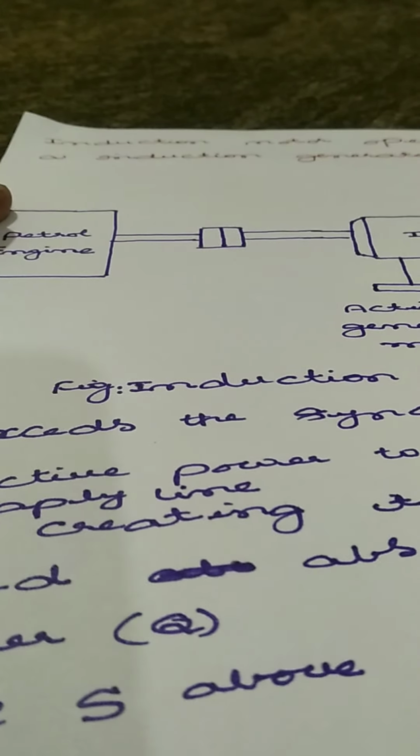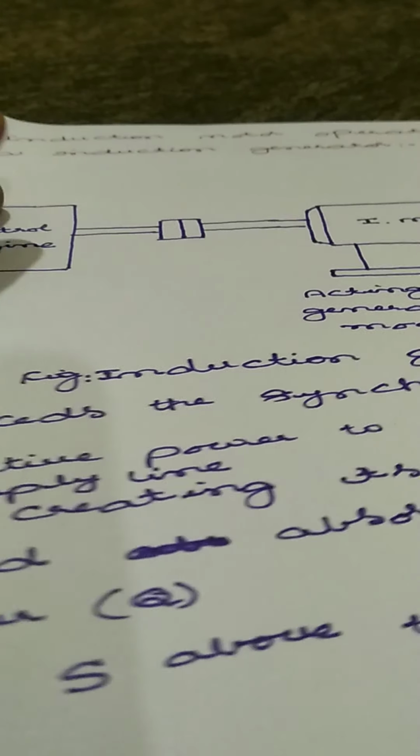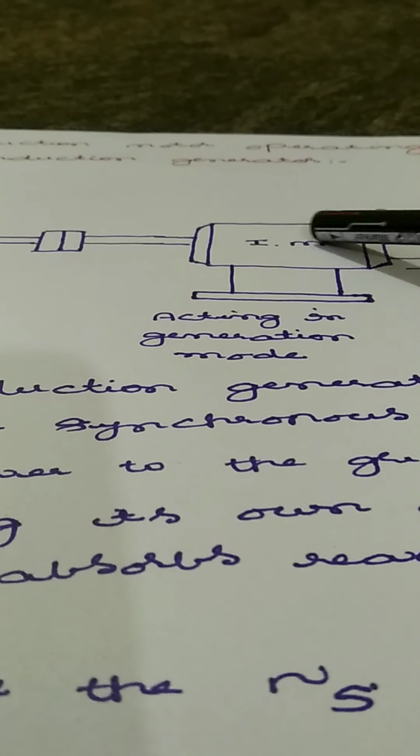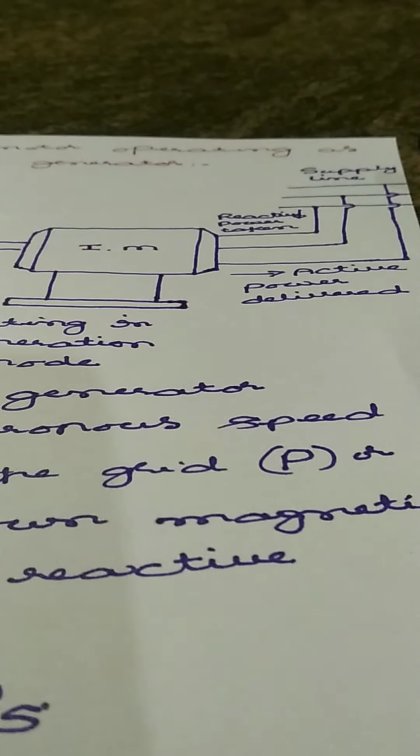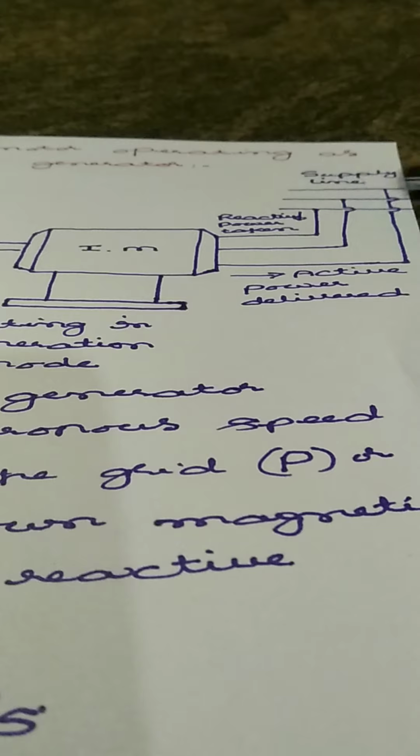Now we shall discuss another concept, that is the induction motor operating as an induction generator. In this figure, this is the induction motor. We are using the induction motor as an induction generator. It supplies power to the supply line. This is the supply line. Power is fed to the supply line.